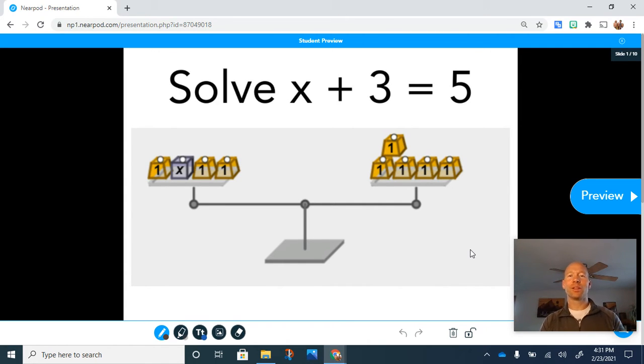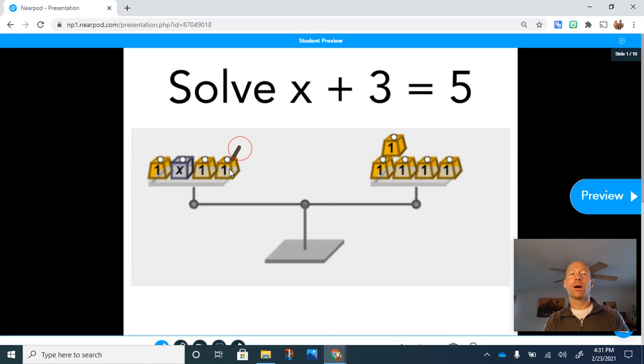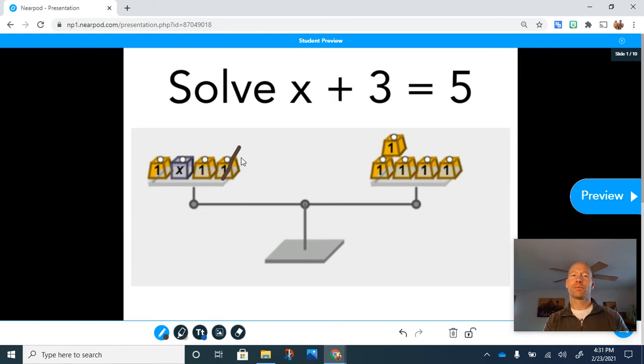And I love this visual of a balance board, right? We have x and then 3 more, so x plus 3 on the left side, and then 5 on the right side. And to find out the value of x, we need to isolate x on one side. It's called isolating the variable, so leaving the variable on one side. And the way we do that is we get rid of these blocks.